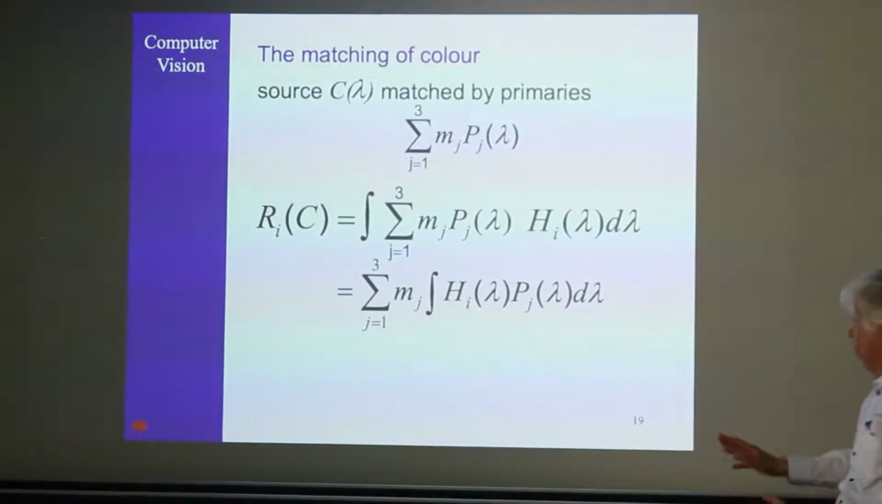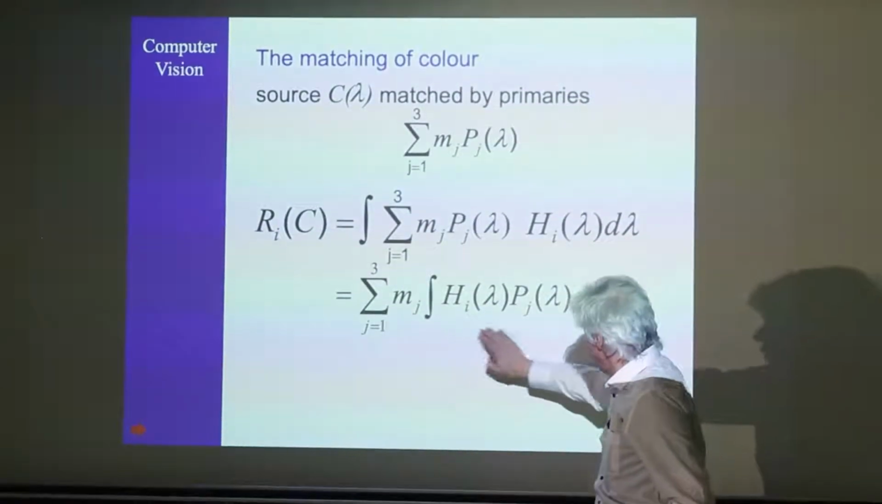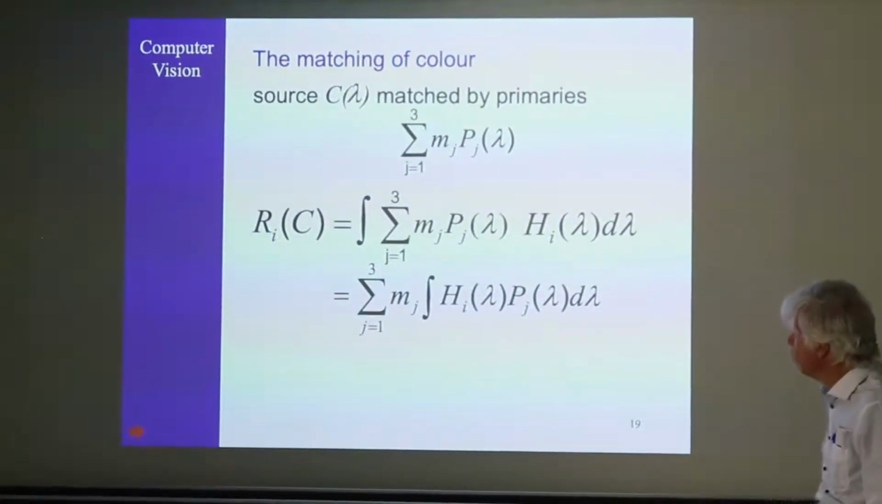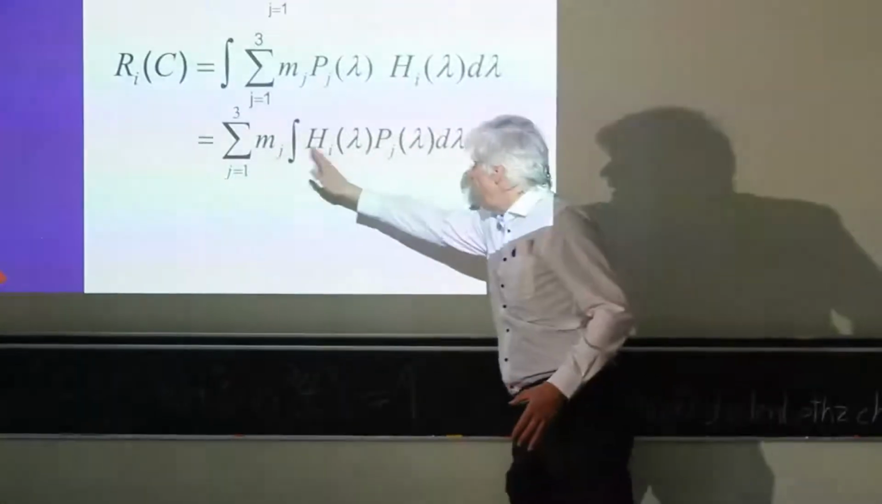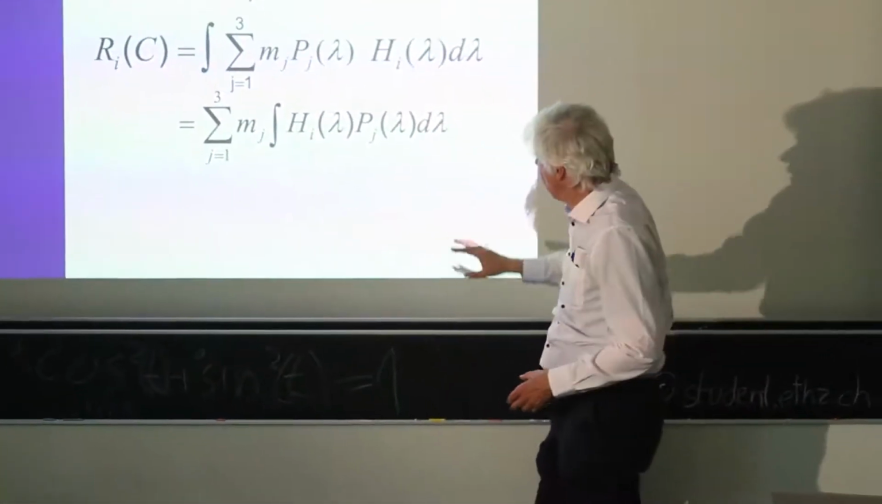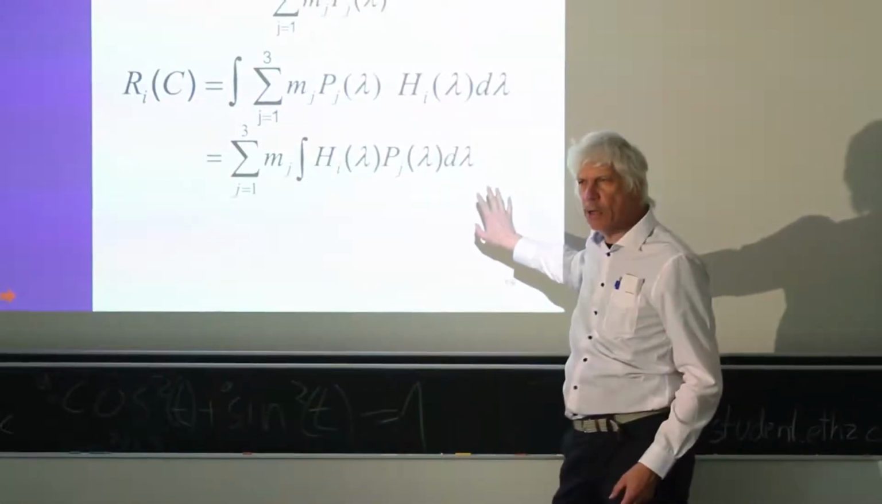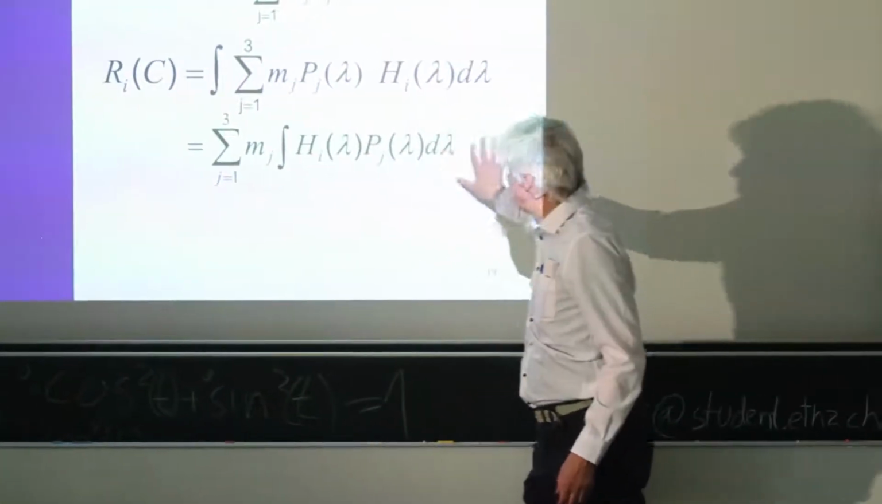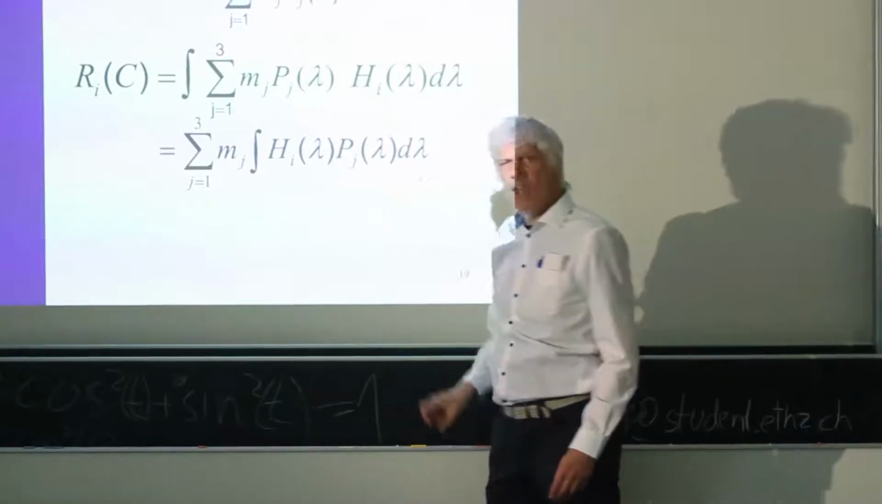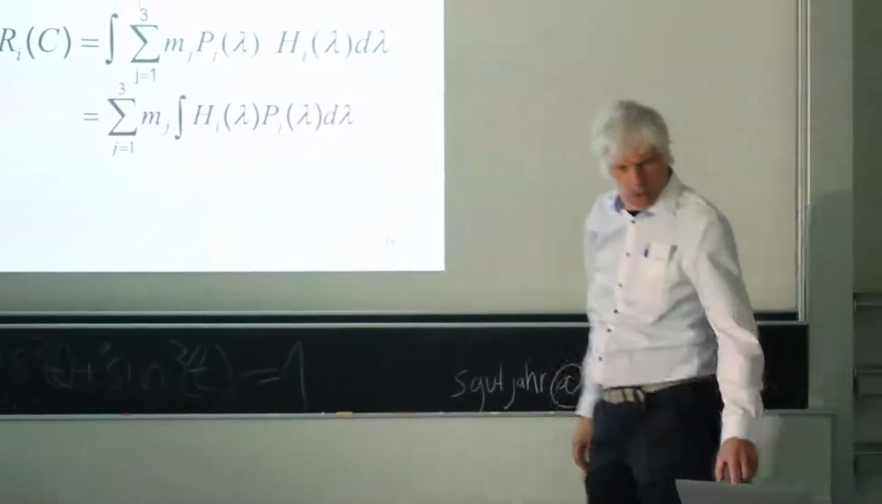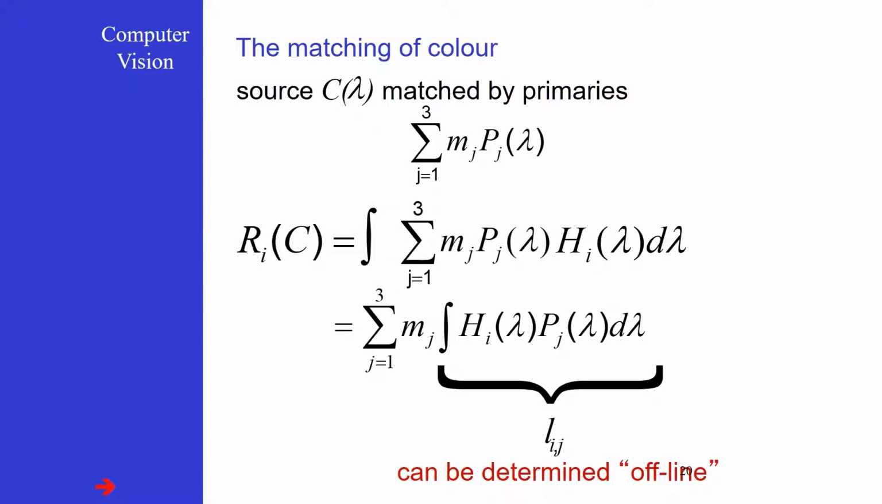But for the red, of course, we know what H is like, we know P, that's the standard primary. So everything behind the integral is basically known to us. So we can, in an offline fashion, compute these 9 numbers, if you like. So everything can be pre-computed. So it's just a number. Every integral is just a number that we can pre-compute. Okay?